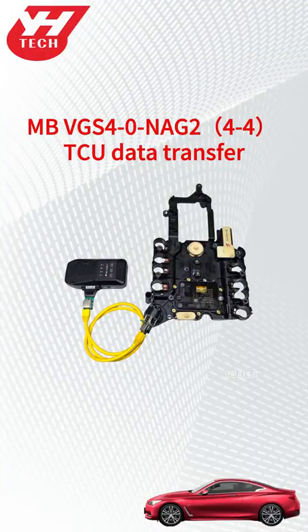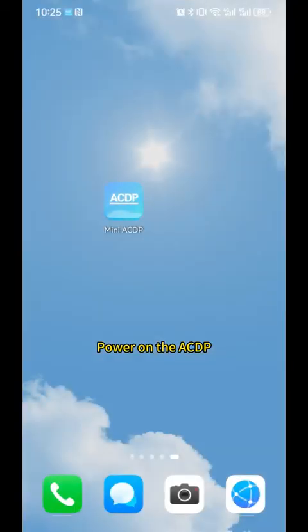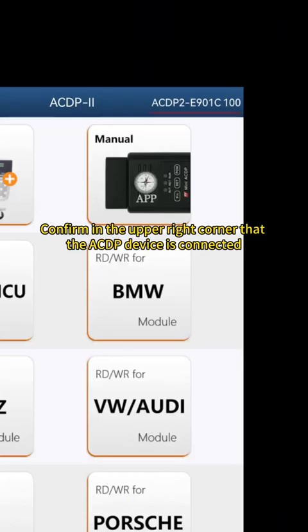This video demonstrates how to use the ACDP to transfer IMMO data from the original VGS4 to a donor VGS4 to complete VGS4 replacement. Power on the ACDP. Open the ACDP app. Confirm in the upper right corner that the ACDP device is connected.